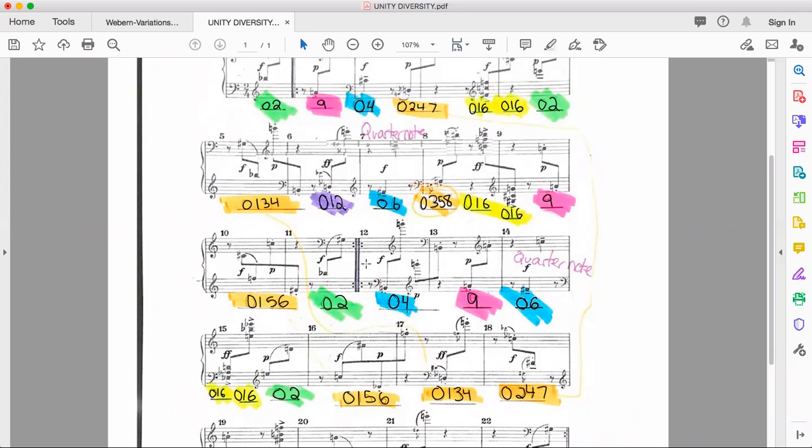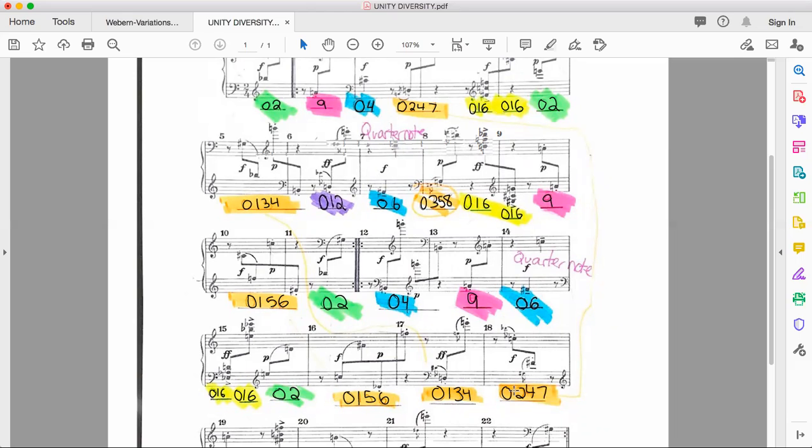But when you get to the second repeat, they happen again. Not only are they one after the other immediately, but they also happen in reverse order as they occur in the first half. So in the second half, they go 0156, 0134, 0247. So that's something that I thought was pretty interesting.